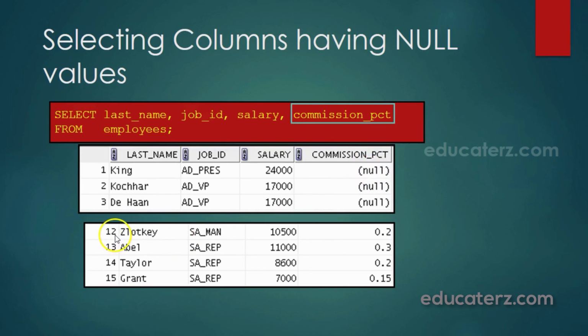Look at this record number 12. The last name is Zlotkey, and he's a salesman, and his salary is $10,500, and he gets a commission percentage of 0.2. Similarly, you look at this record number 13. Last name is Abel. Abel is a sales representative, and his salary is $11,000, and he gets a commission of 0.3.